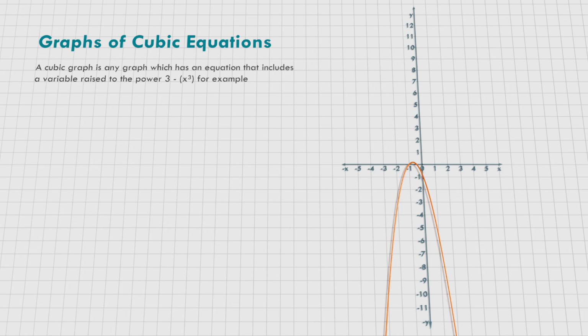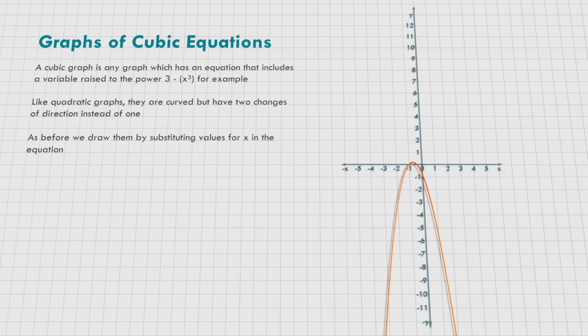A cubic graph is any graph which has an equation that includes a variable raised to the power 3, x cubed for example. Like quadratic graphs, they are curved but have two changes of direction instead of one. As before, we draw them by substituting values for x in the equation.